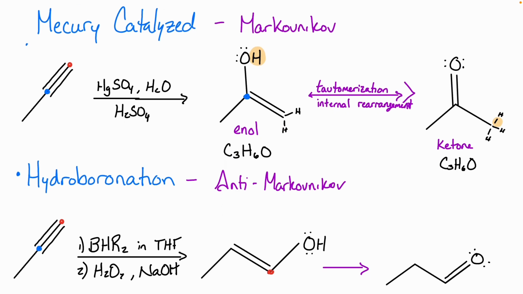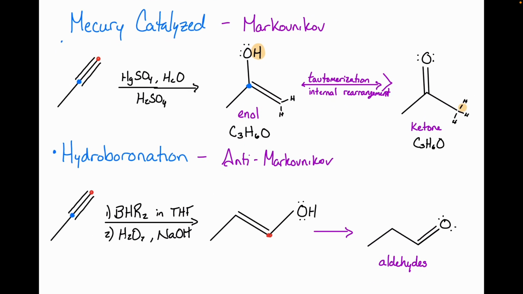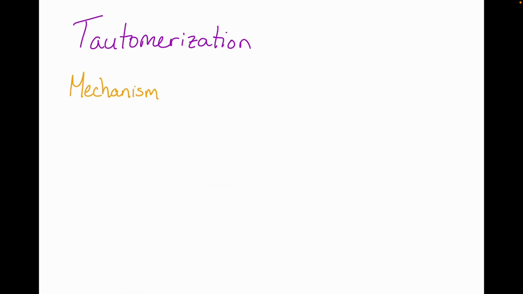In particular, the mechanism. We have two very different sets of conditions for these hydration reactions of alkynes. Our mercury catalyzed hydration reaction takes place in the presence of a strong acid, so this would be acidic conditions here. And in our hydroboration, we have this strong base here, so basic conditions. We're going to see this tautomerization reaction happens regardless, but the mechanism is going to be a little bit different. So we're going to have our mechanism.